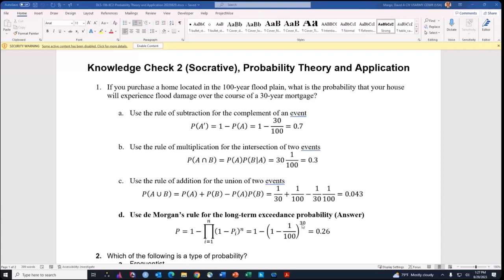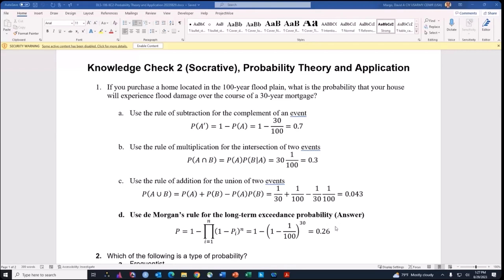Remember that the power operation is just multiplying that number by itself 30 times. So this is also an application of intersection. We need no flooding each year for 30 years, so we need that full sequence to happen in order to never be flooded. So it's essentially 1 minus 1 over 100, 0.99 times 0.99 times 0.99, 30 times. That gives us the total probability that we never get flooded in 30 years. So the complement of never being flooded in 30 years means we've experienced flood damage at some point, 1 or more times in that 30 years. So we can calculate the complement of that, or 1 minus that number. And again, that gives us 0.26.